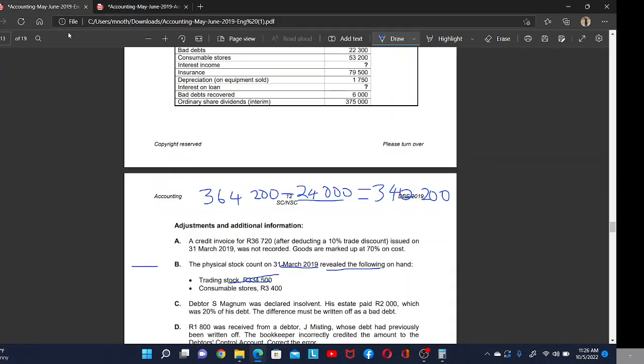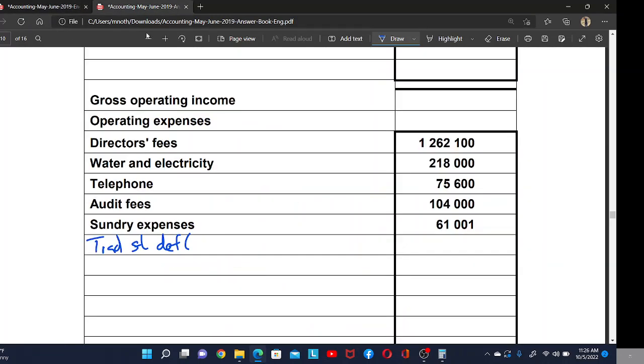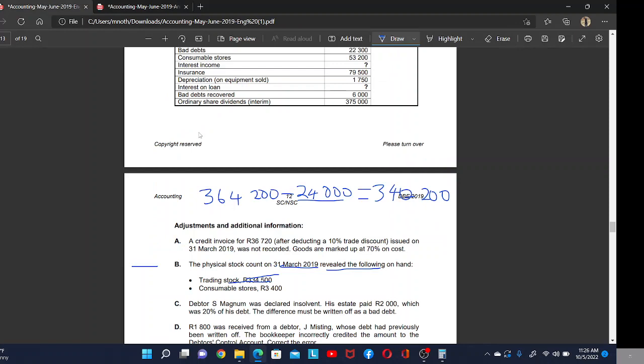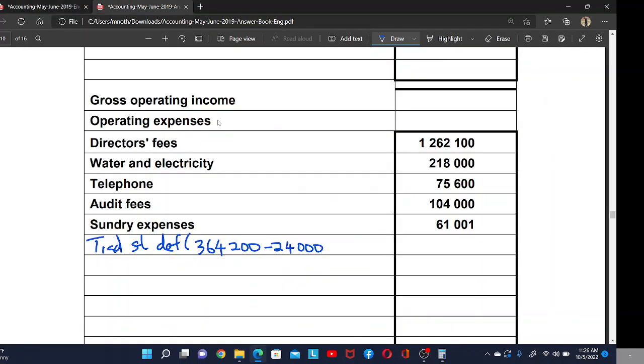So 364,200 minus 24,000 minus 334,500. So the trading stock deficit is 5,700.